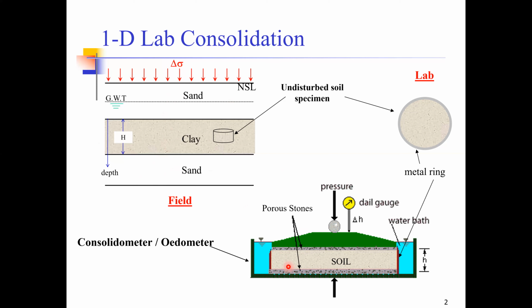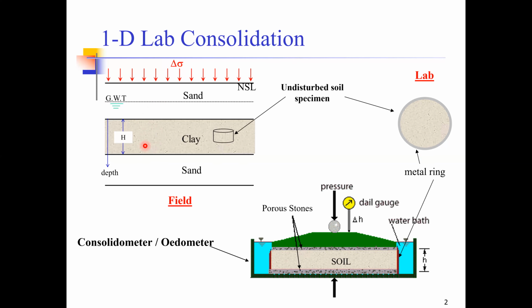Now, it is very important for you to understand what happens when we have a pervious layer at the top and at the bottom. You see, the thickness of this clay layer is generally called the length of the drainage path, represented by capital H. Now, when we have a permeable layer at the top and a permeable layer at the bottom, we assume that when we apply the load at the top, some of the water can leave this clay layer from the top, and some of the water can leave this clay layer from the bottom.